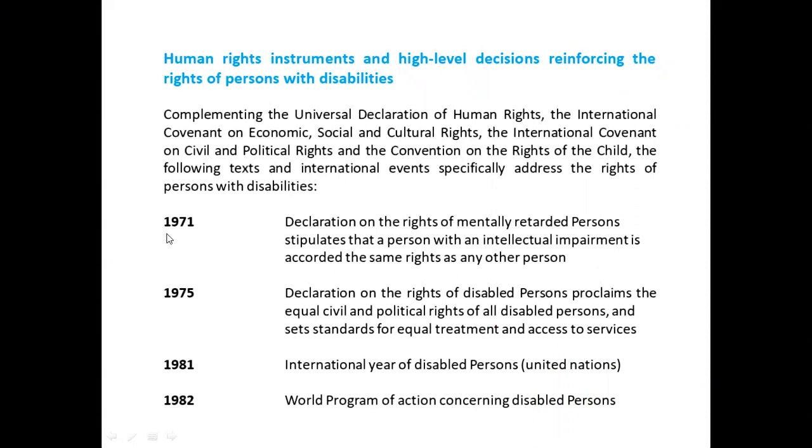First, 1971, Declaration on the Rights of Mentally Retarded Persons stipulates that a person with an intellectual impairment is accorded the same rights as any other person. 1975, Declaration on the Rights of Disabled Persons proclaims the equal civil and political rights of all disabled persons and sets standards for equal treatment and access to services. 1981, International Year of Disabled Persons, United Nations. 1982, World Program of Action Concerning Disabled Persons.